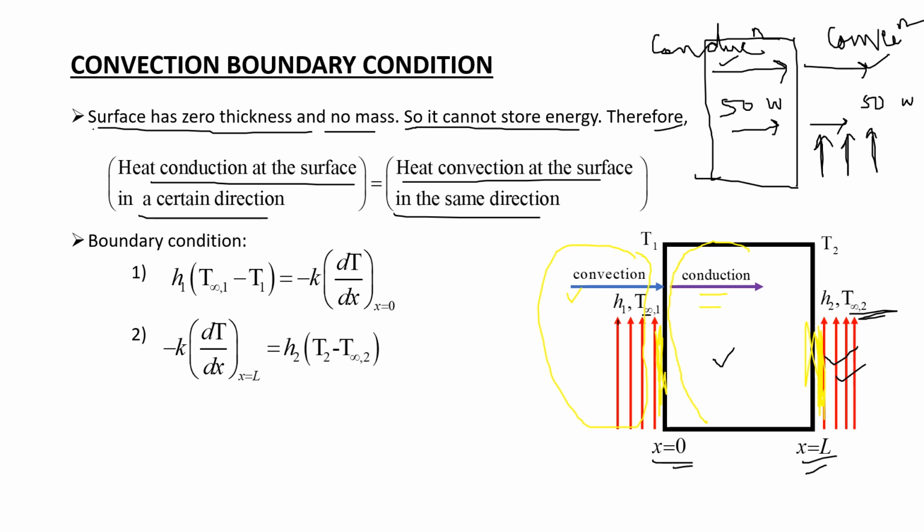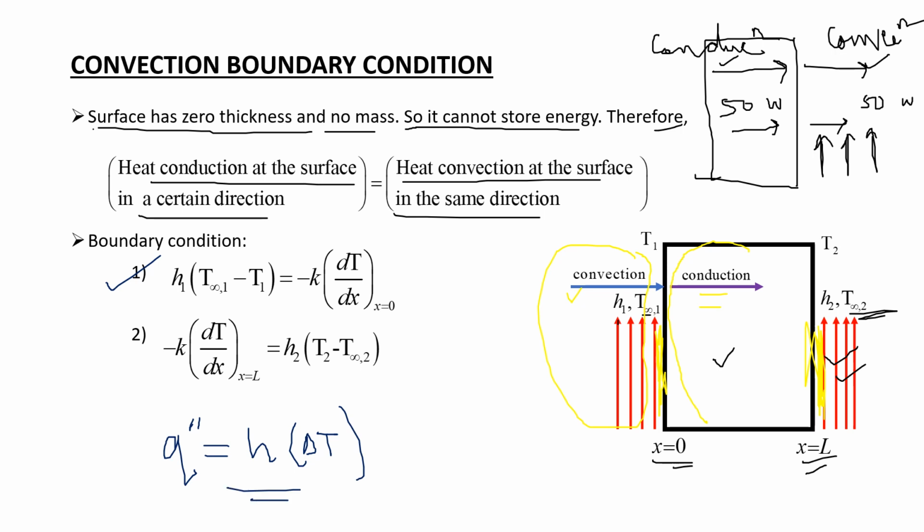Now look at the surface at x equal to 0. The heat that is transferred to the surface by convection must be equal to the heat that is transferred through the surface by conduction. So this is our first boundary condition. First, let me write the flux due to convection. We can write the flux due to convection as the heat transfer coefficient, h, into the temperature difference, delta T.